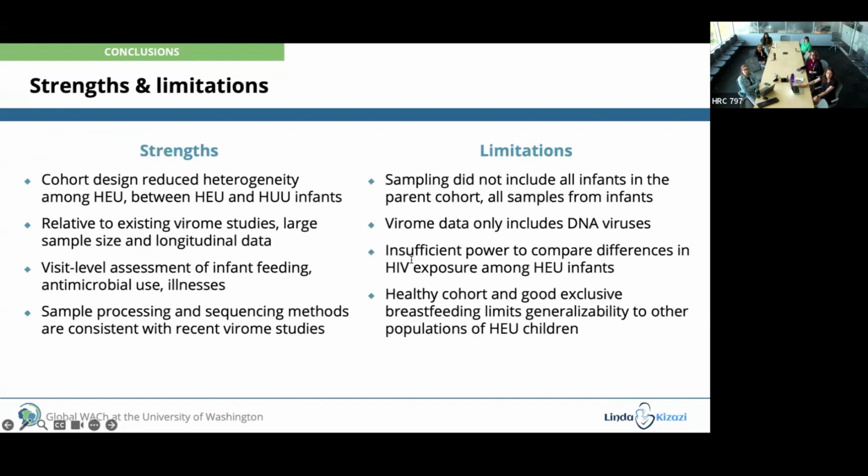Some brief strengths and limitations. As I mentioned a couple times, the cohort design really was intended to have a homogeneous group of HIV-exposed infants and a comparable group of HIV-unexposed infants, and we did a pretty good job with enrolling that. Relative to existing studies, this one's pretty big. Virome studies are small for the aforementioned time, money, and intensity of doing the sequencing, so this is a good chunk of data to contribute to the field.